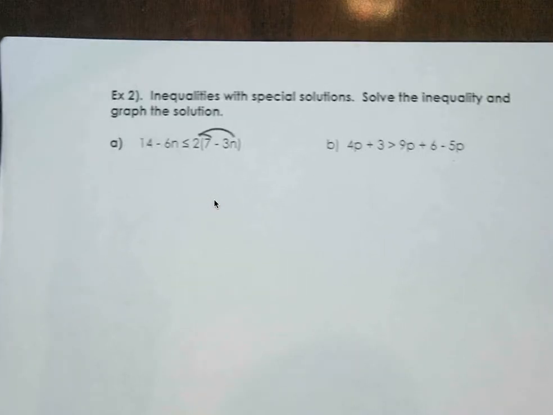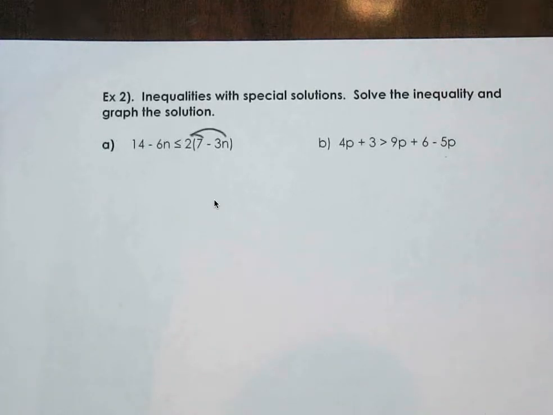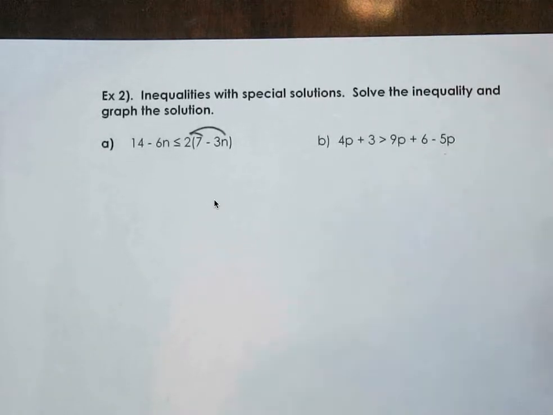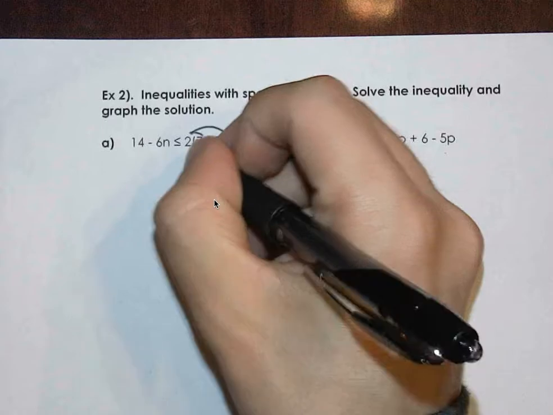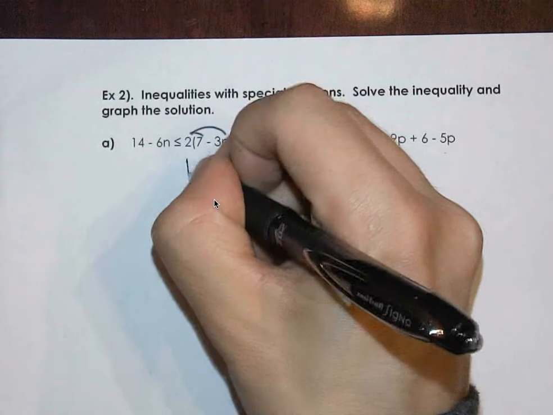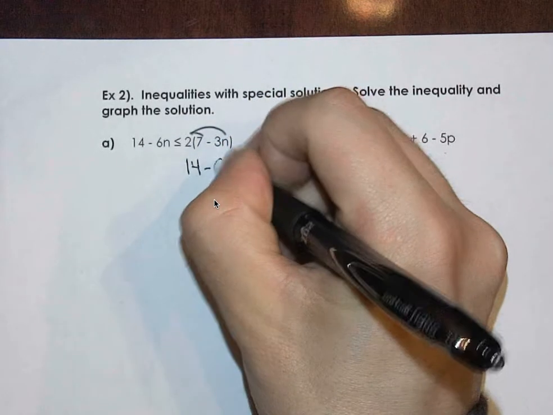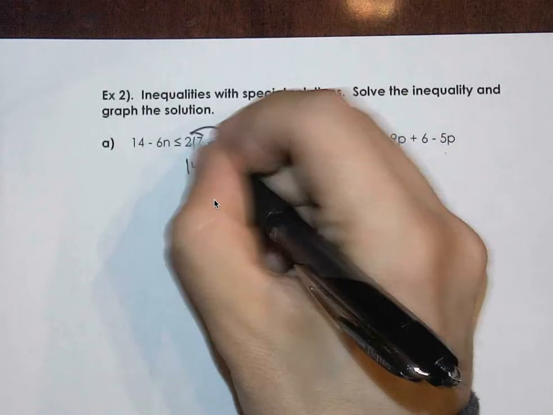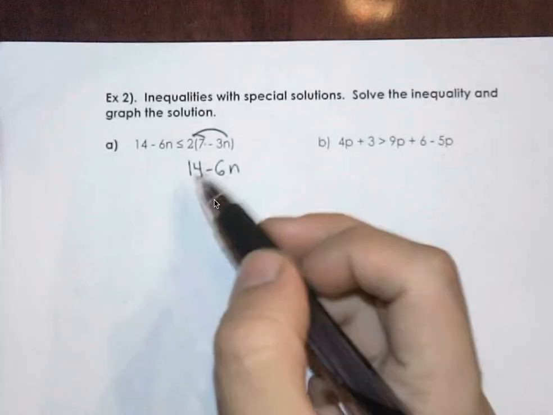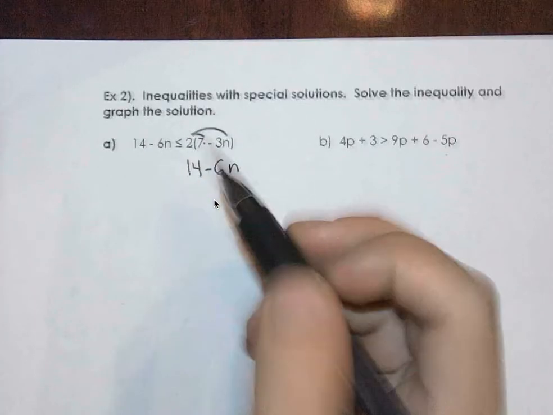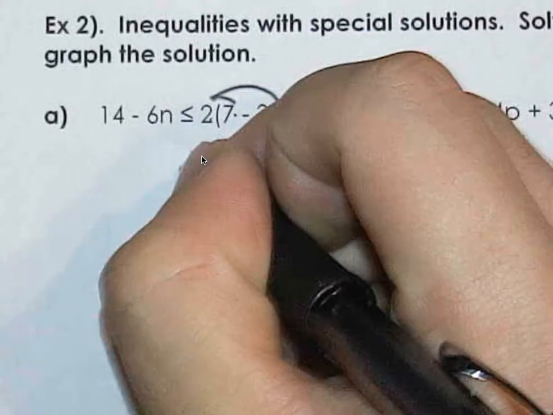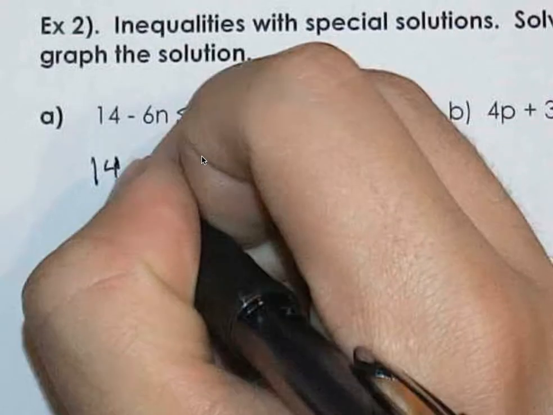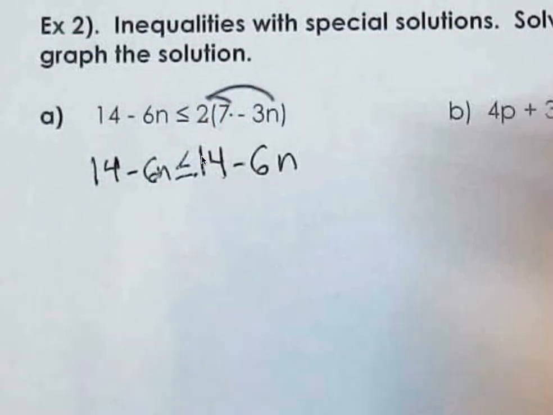We'll see sometimes we have special solutions when we solve these. So first, distributing. Since we have parentheses, this is similar to problems we've already seen. 2 times 7 gets you 14. 2 times -3n gets you -6n. And so you might notice that both sides of this equation are identical.